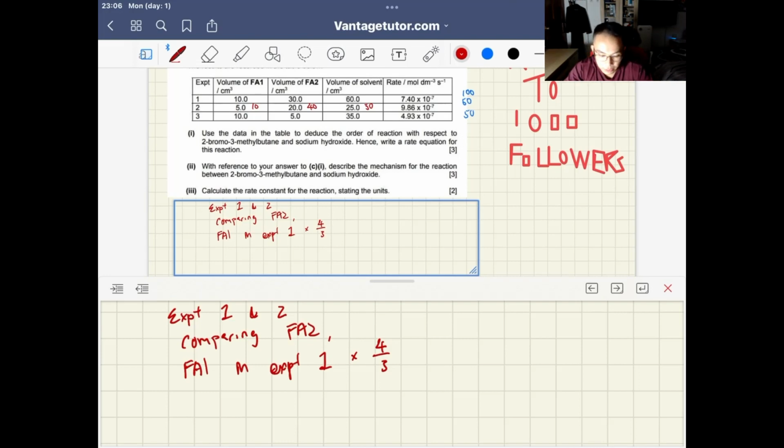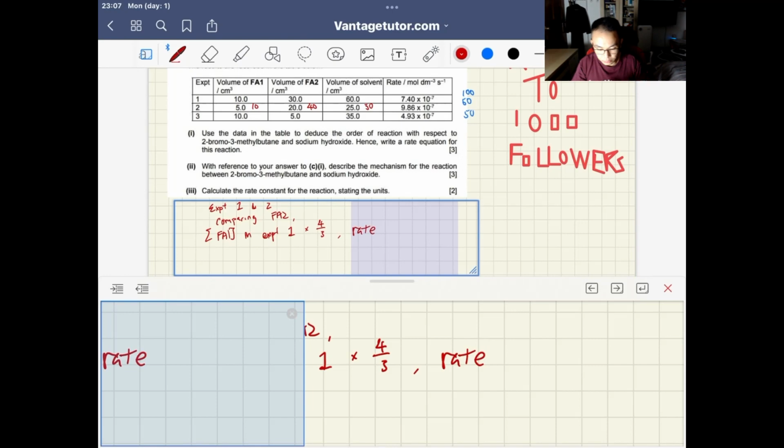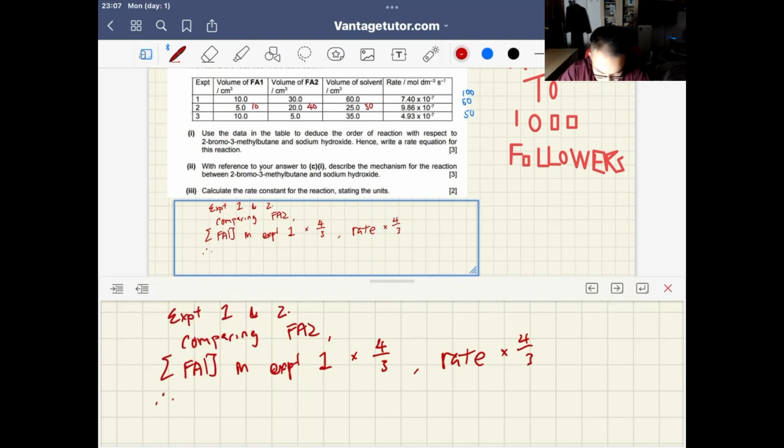So now I can say that the concentration of Fa1 has multiplied by 4 over 3, and then the rate, if you take your GC, I'm expecting 7.4 divided by 3 times 4, I get 9.86 times 10 to the power negative 7, so the rate also times 4 over 3. Therefore, I can say that it is first order with respect to Fa1. And that's my first part.